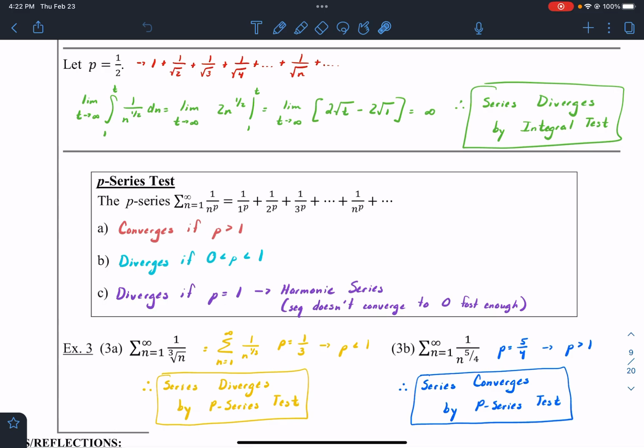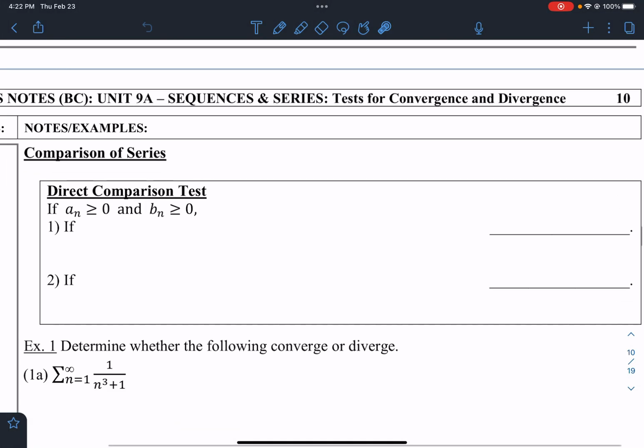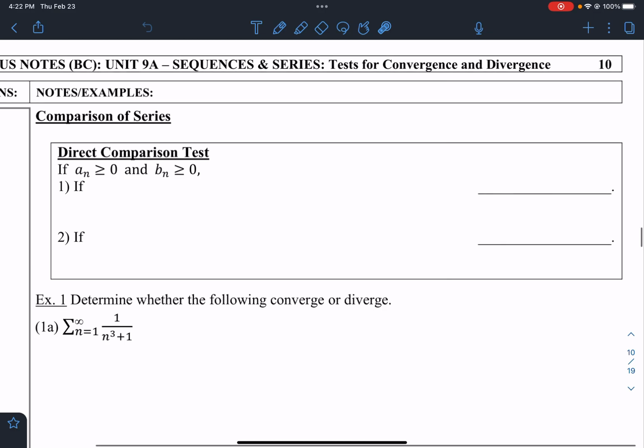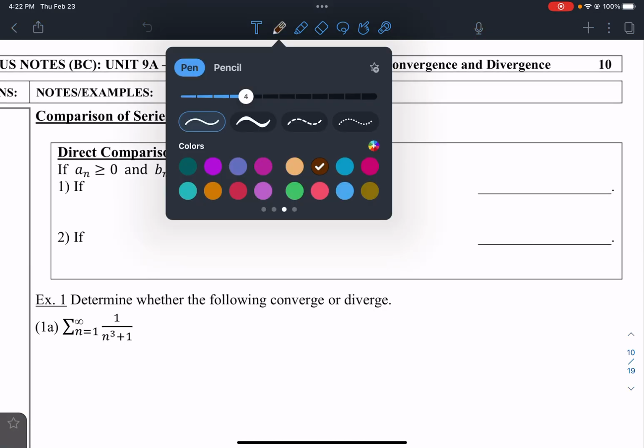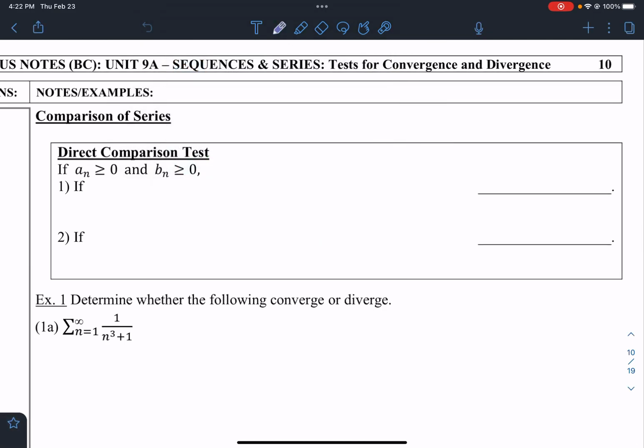So today we're going to do comparison tests. And the first one that we're going to talk about is direct comparison. What we're going to do is take our knowledge mainly of geometric and p-series tests, but we could use other tests, and we're going to compare our series to another series.